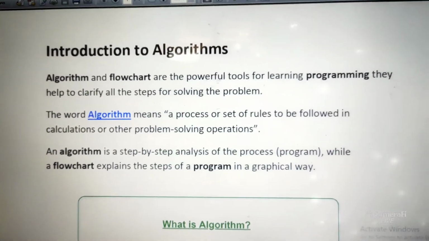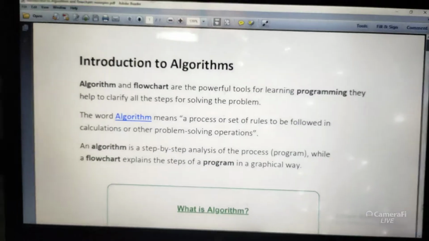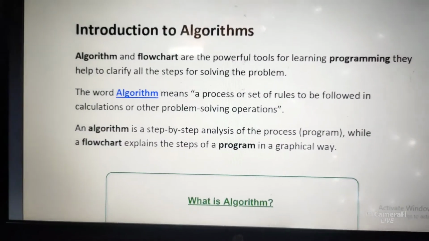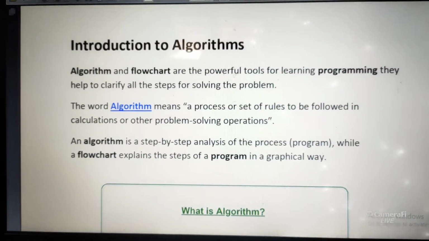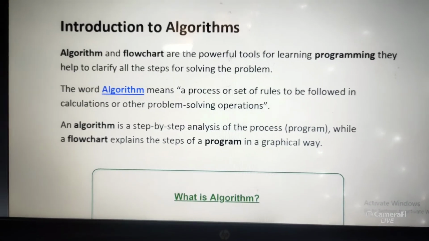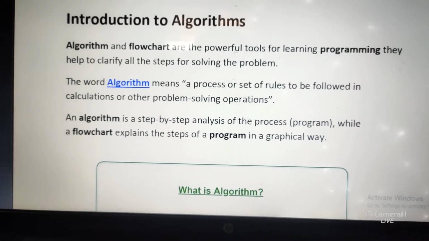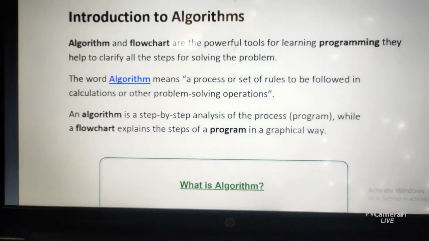So algorithms are step by step procedures. Two examples I am giving: addition of two numbers, algorithm and the same flow chart; greatest of three numbers, algorithm and the same flow chart is given. So one example you should learn, algorithm and flow chart, and you should write one example compulsorily in the exam.